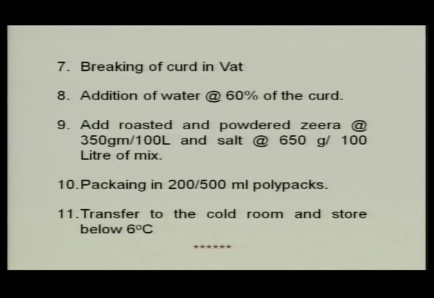So, the chaach packed in polypacks is transferred to the cold room and stored below 6 degrees centigrade, so that the acidity does not rise further. The polypacks are again stored in the plastic pouch crates, and UHT packs are stored in the corrugated cartons.